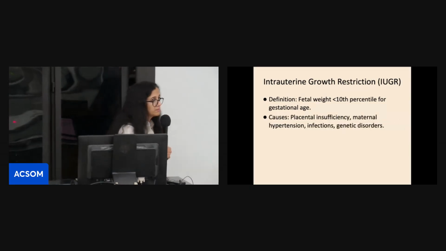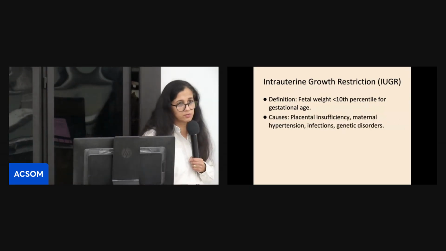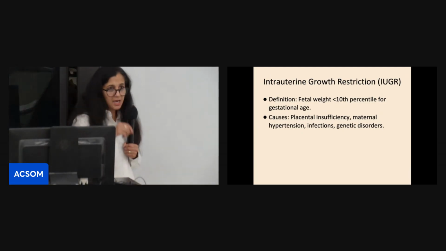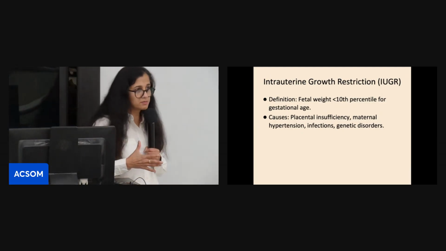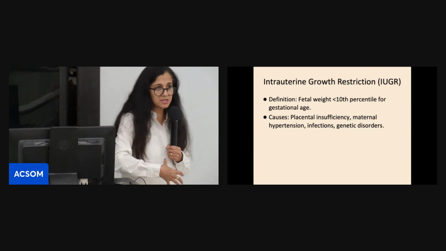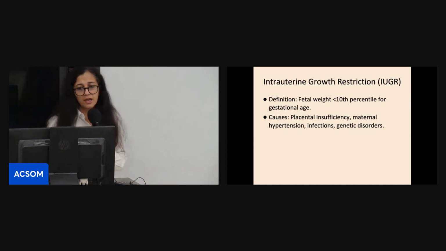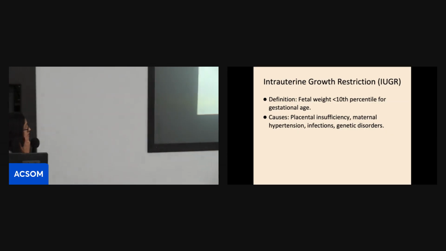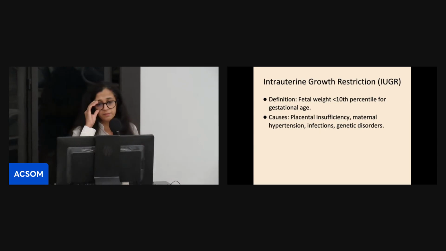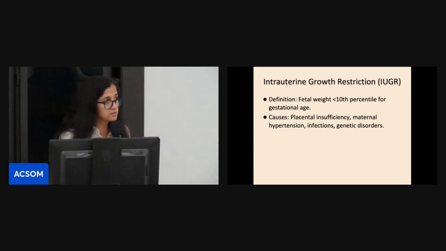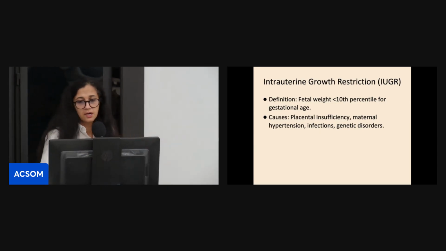IUGR is really related to placental function. Like preeclampsia, which is multi-system, the placenta is an organ, so it's going to affect that placenta. Maternal hypertension is another cause. Like I said, all of them. Infections can sometimes cause IUGR, and some genetic disorders.